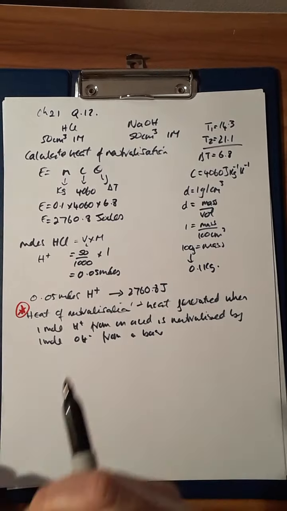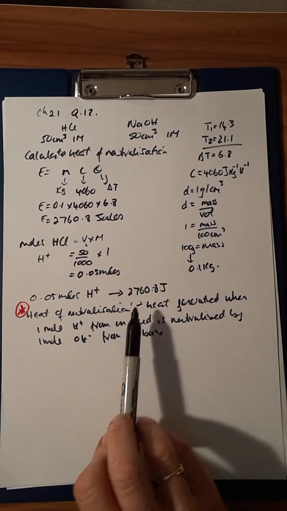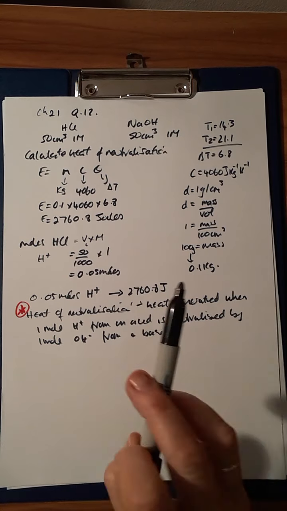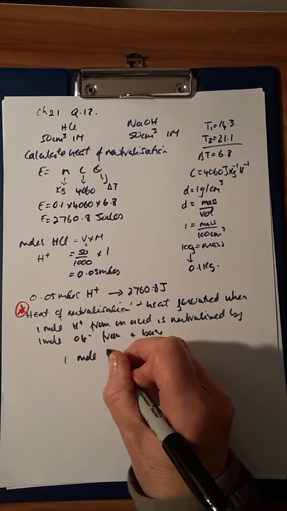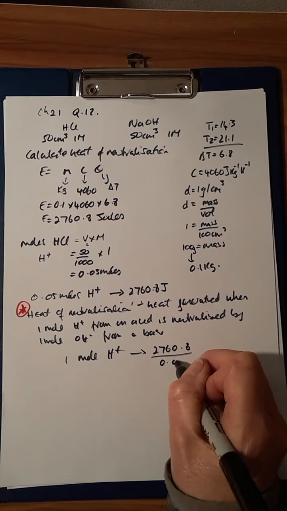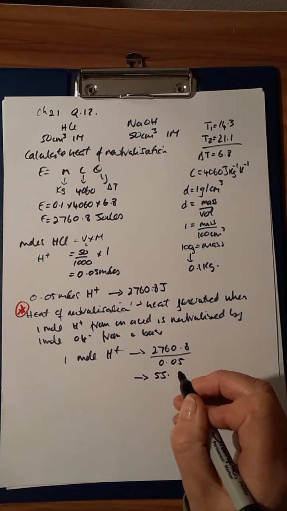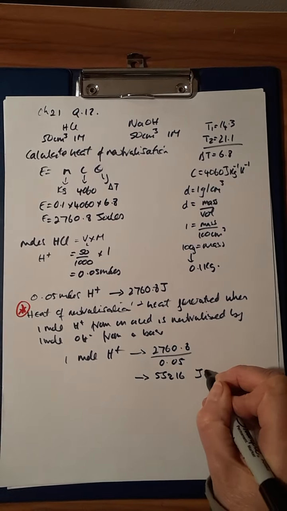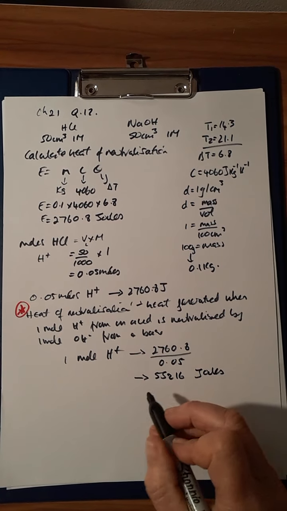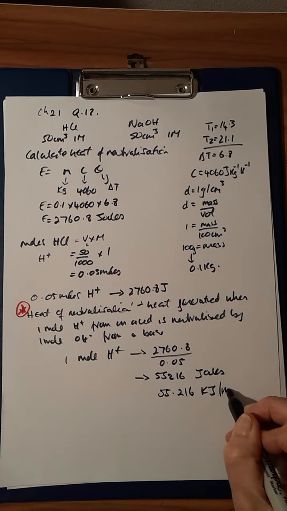Heat of neutralisation. Okay, so that means if I want to find the heat of neutralisation, I have to find out how much energy is generated from 1 mole. So 0.05 moles gives me that much. So 1 mole of H plus ions will give me 2760.8 divided by 0.05, and I end up with 55,216, and of course that's joules. And then to turn it into kilojoules, because it's normally measured in kilojoules, I divide it by 1,000: 55.216 kilojoules per mole.